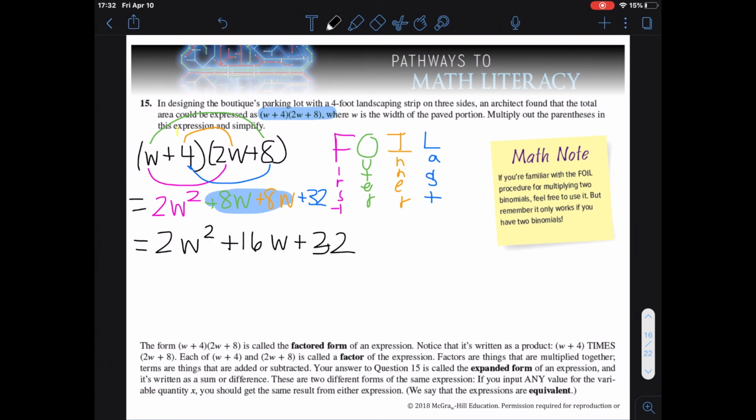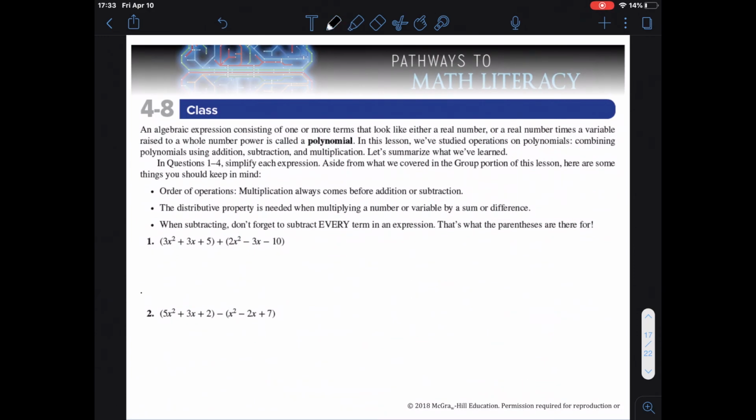Okay. So this first form is called the factor form of the expression because you have one thing times another. So these are called factors. This full expression we have is the expanded form. So both are beneficial, but they're exactly the same thing. So if you have the width of the pavement to be 10 feet, you'd plug in 10 to either expression, and you should still get the same area for that parking lot.